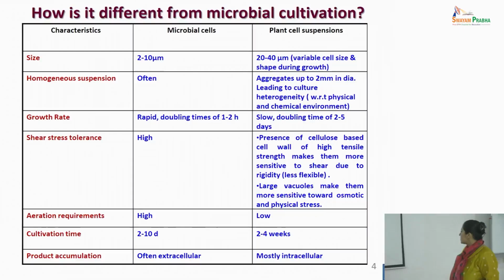What does it indicate? Because they are metabolically slow, and that's why they have a different doubling time. Because they are metabolically relatively slower, their oxygen demands are lower, so the aeration requirements are not as high as in microbial fermentations. Cultivation time, as I told you, is weeks and months here, while there it's in hours.